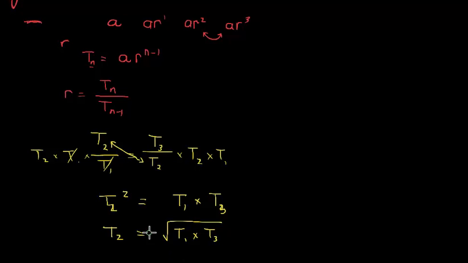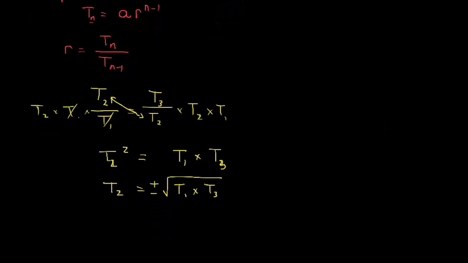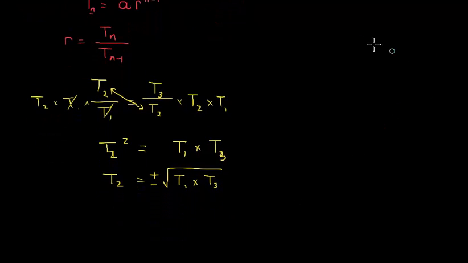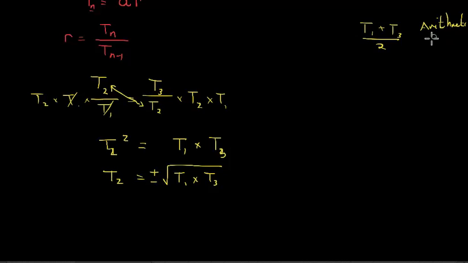Do you see that? It's actually plus or minus, because I'm taking the square root of it. So this one is different. It's not the average. It is actually a type of mean. T1 plus T3 divided by 2 is called the arithmetic mean. This is called the geometric mean.